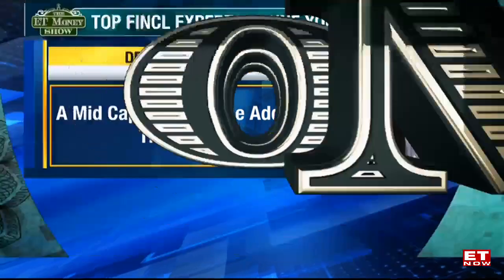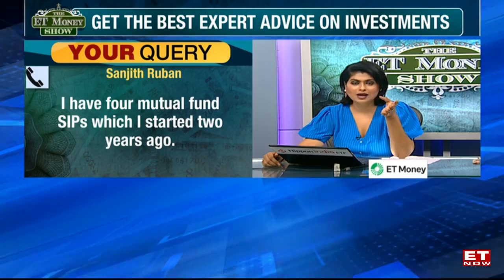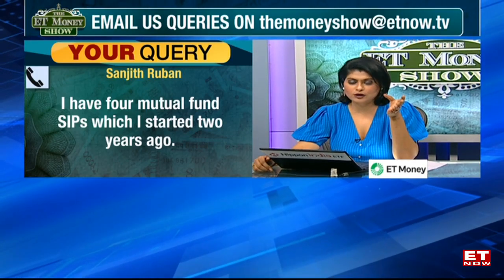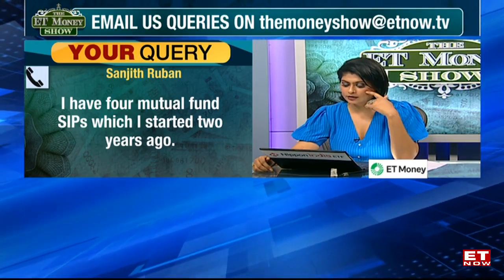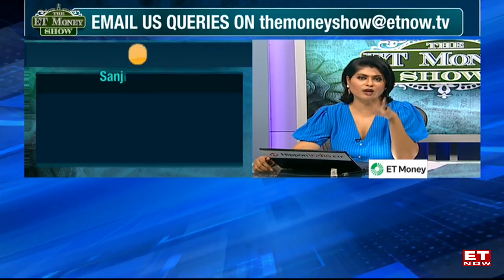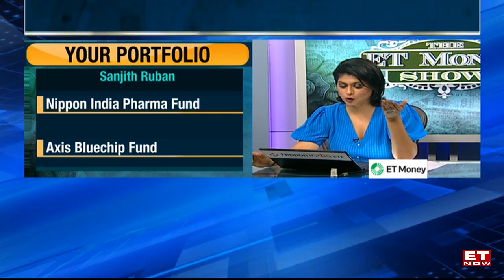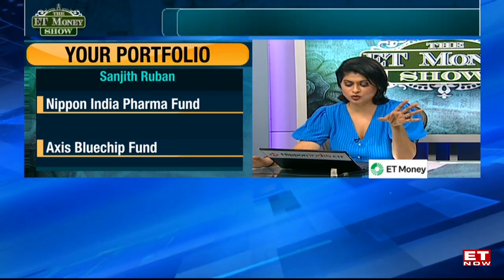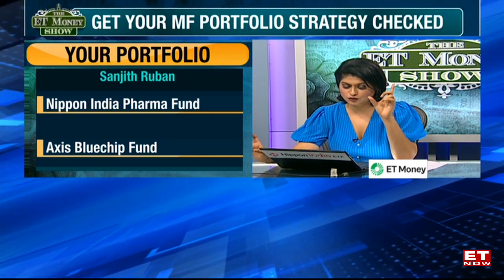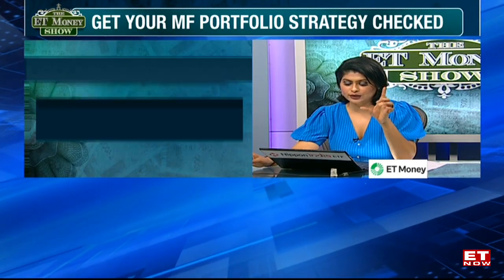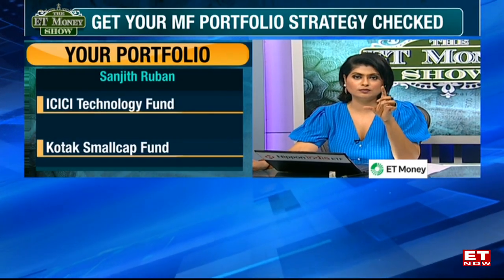Move on to our next question, Sanjeet Ruban. He has four mutual funds and he's doing SIP for the last 2 years. He says he has Nippon India Pharma, Axis Blue Chip, ICICI Technology Fund, and Kotak Small Cap Fund, and he wants to know if this portfolio is good for around 5 to 10 years. He has invested in a few individual stocks and bonds and in FDs as well. We don't have those details with us, but talking about these four funds, how well diversified do you think he is? Because I think there is a problem.